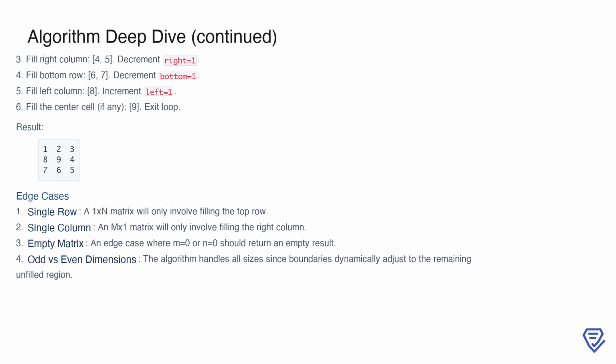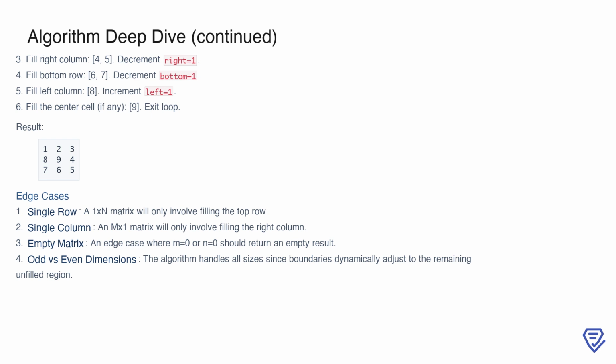To see this algorithm in action, let's look at a 3x3 matrix as an example. We start with top equals 0, bottom equals 2, left equals 0, right equals 2, and current equals 1. First, we fill the top row from left to right with values 1, 2, 3, and increment top to 1. Next, we fill the right column from top to bottom with values 4, 5, decrementing right to 1.